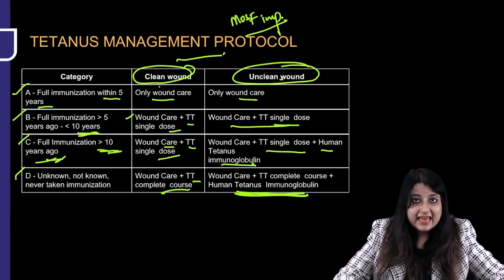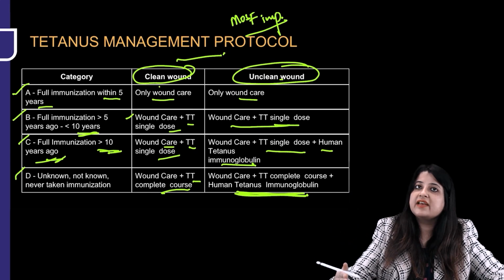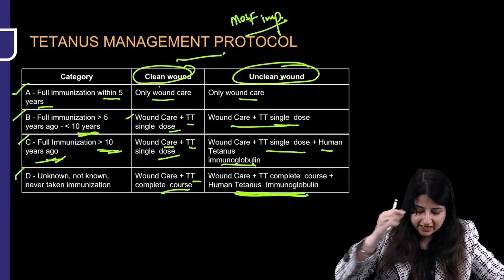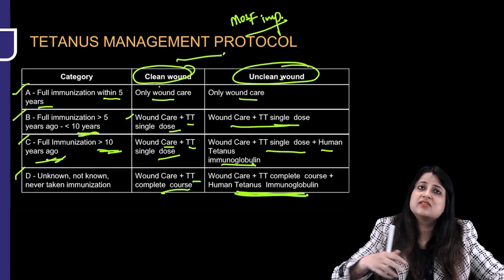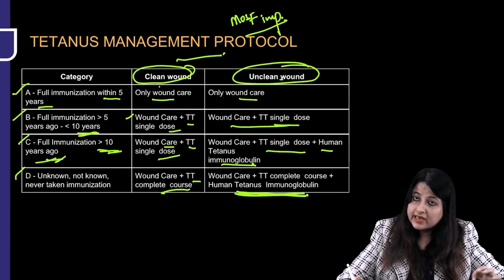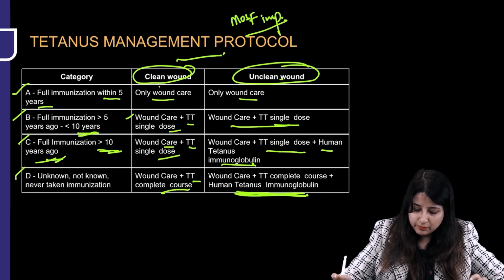Okay, so A category is full immunization within 5 years, B is more than 5 years but less than 10 years, C is more than 10 years ago you've taken full immunization, D is nothing is known, you don't remember, or you've never taken immunization. Then you're dividing it into clean and unclean wound. Okay, and accordingly we are going to manage.